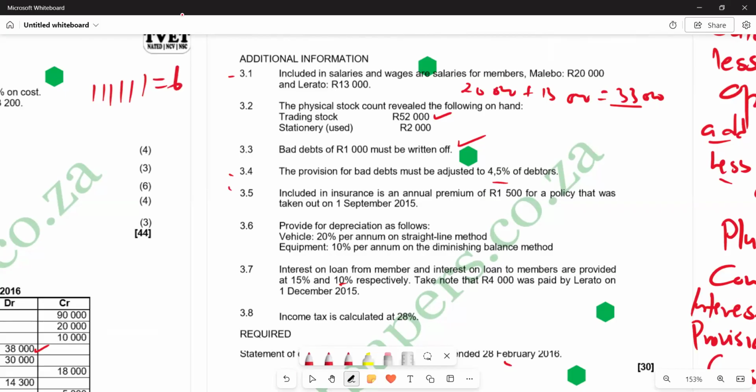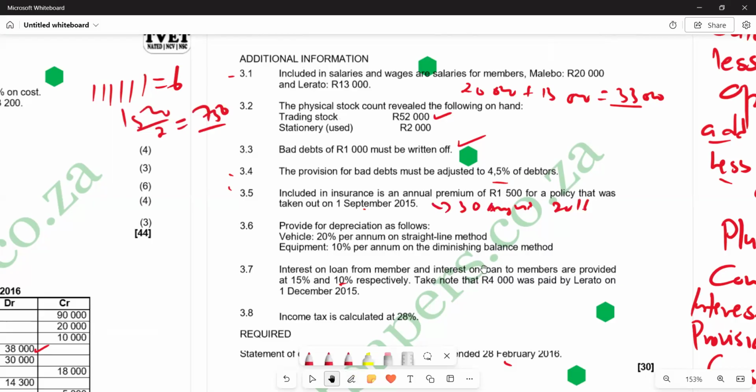So remember, the insurance is ending on 1 September. It was taken 1 September 2015, so it's ending at the end of August, which is maybe 30 August 2016. So only 6 months of this year apply. So you're saying half of the insurance should be removed. So 1,500 divided by 2, and you're going to get 750. So we're going to remove 750 and we are left with 750.